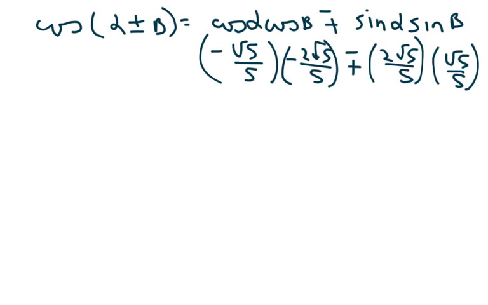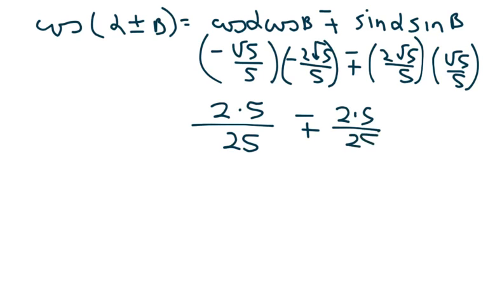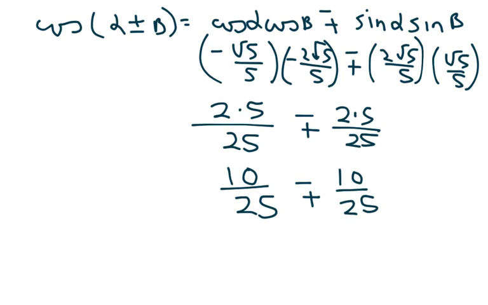Let me do that again. So this is going to be 2 times 5 over 25 plus 2 times 5 over 25. So we have 10 over 25 plus 10 over 25. So cosine of alpha plus beta equals 0.